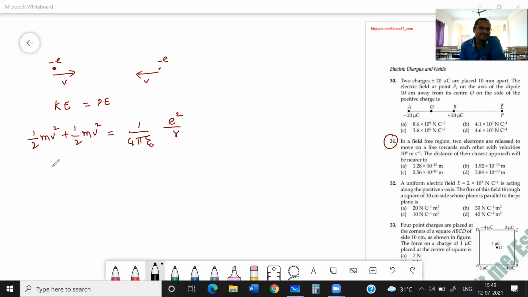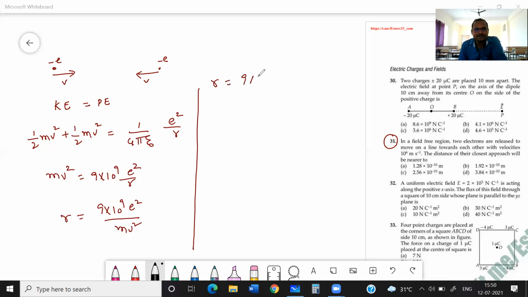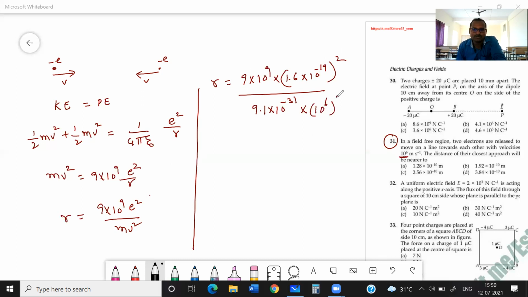Half mv square plus half mv square can be written as mv square, which should be equal to 1 by 4 pi epsilon naught, whose value is 9 into 10 to the power of 9, times e square by r. So r can be written as 9 into 10 to the power of 9 e square by mv square. So r is equal to 9 into 10 to the power of 9 into e, the charge of an electron, 1.6 into 10 to the power of minus 19 coulomb whole square, divided by m, the mass of an electron, 9.1 into 10 to the power of minus 31 kg, into v, the velocity of the electrons, that is 10 to the power of 6 meter per second, whole square.